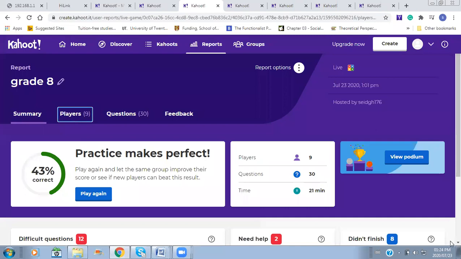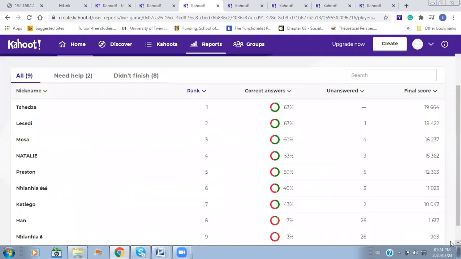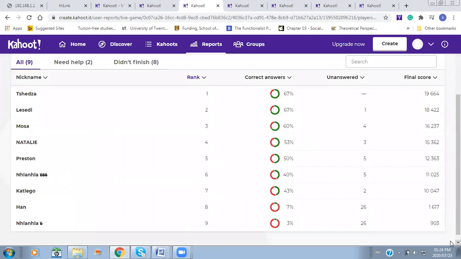We had 9 players. By percentages, you can see that Teza got 67%, Lesedi also 67%, followed by Mosa 60, Natalie 53, Princeton 50, Katleho 43, and Tlantla 40. Now by Tlantla, you can see these 3 crossed fingers. It means Tlantla was the person who was able to answer questions correctly in a row.